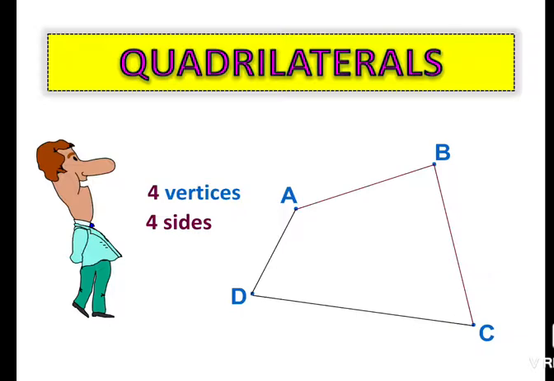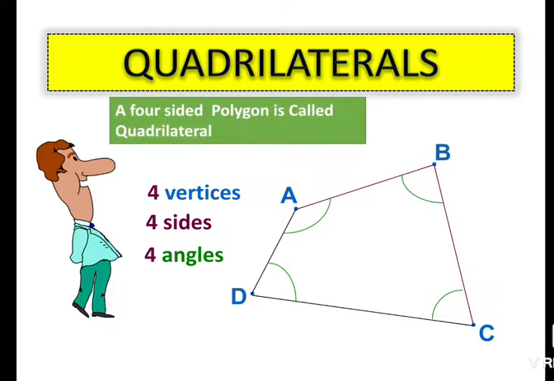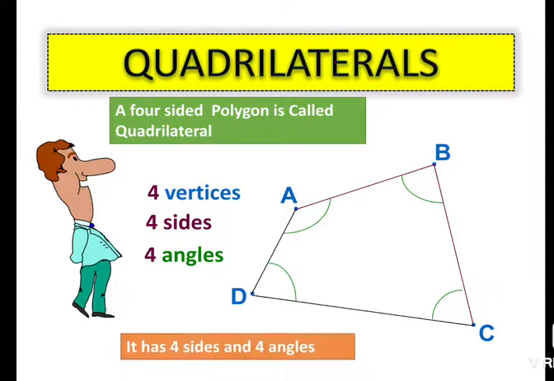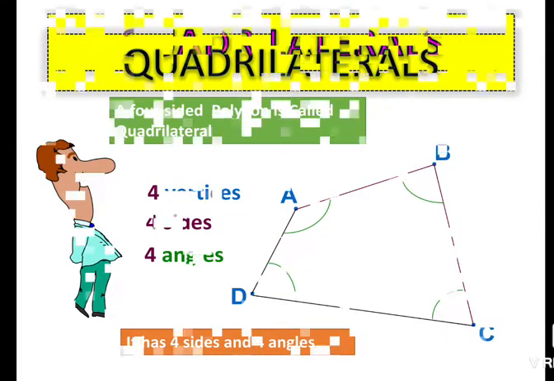Next speciality is it has 4 angles. Here you can see 4 angles: angle D, angle A, angle B, angle C. These are the 4 angles of a quadrilateral. Then we can say that a 4-sided polygon is called a quadrilateral. It has 4 sides and 4 angles.